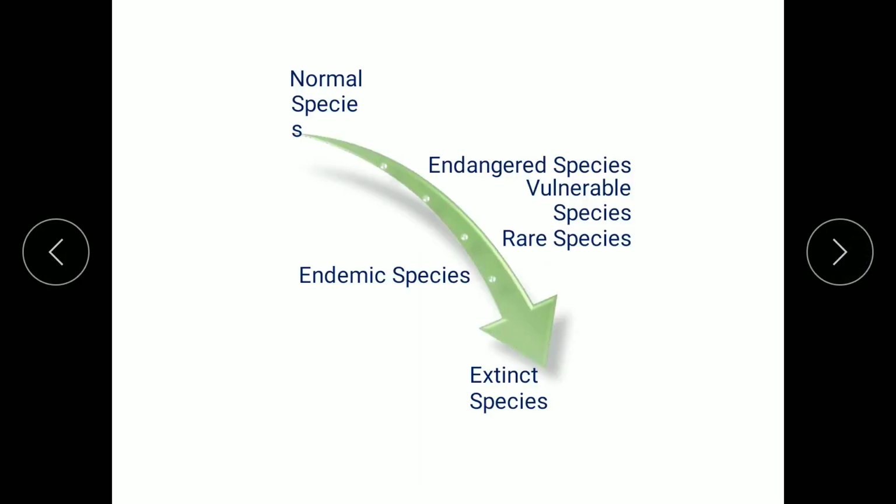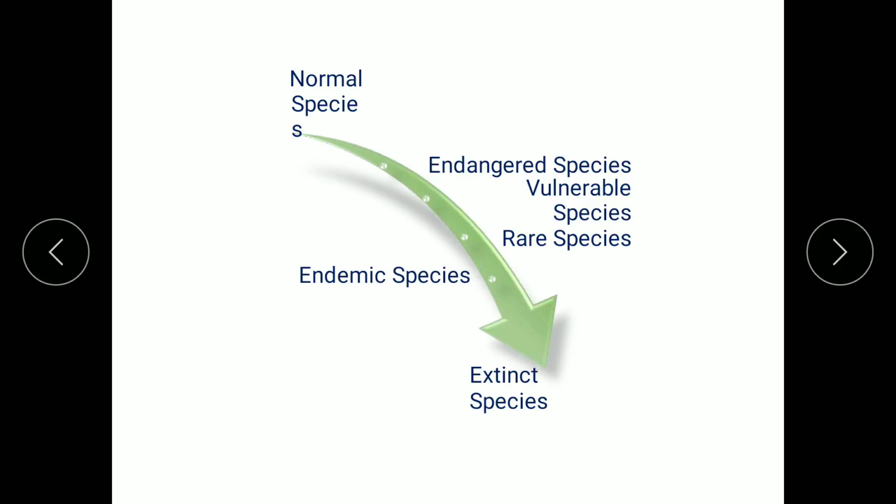So these are the different categories. The normal species, if proper care is not taken, will be treated as endangered species. When their population decreases again, it is known as vulnerable species. When their population decreases again, they are rare species.